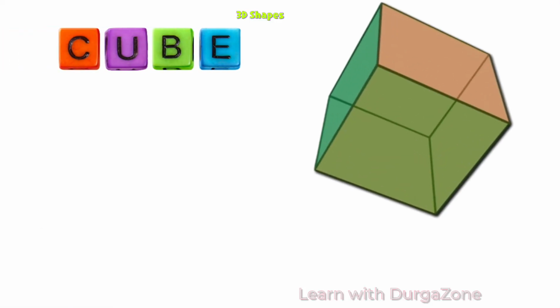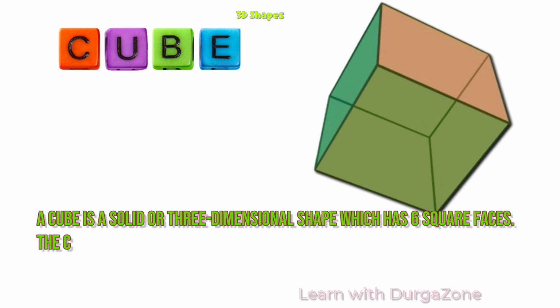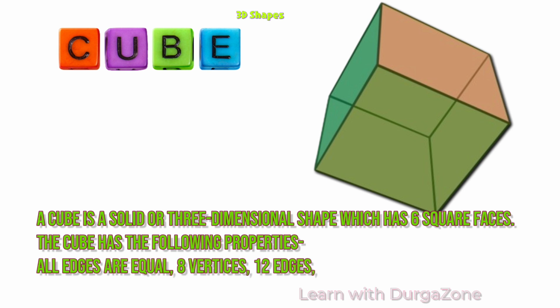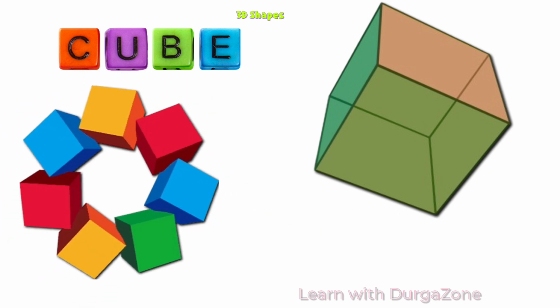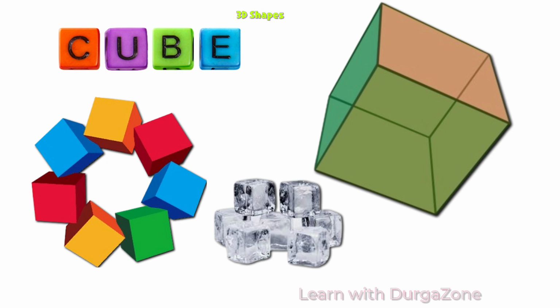Cube. This is a cube. A cube is a solid or three-dimensional shape which has 6 square faces. The cube has the following properties. All edges are equal, 8 vertices, 12 edges and 6 faces. For example, the blocks are cube shape and ice cube is also cube shape.